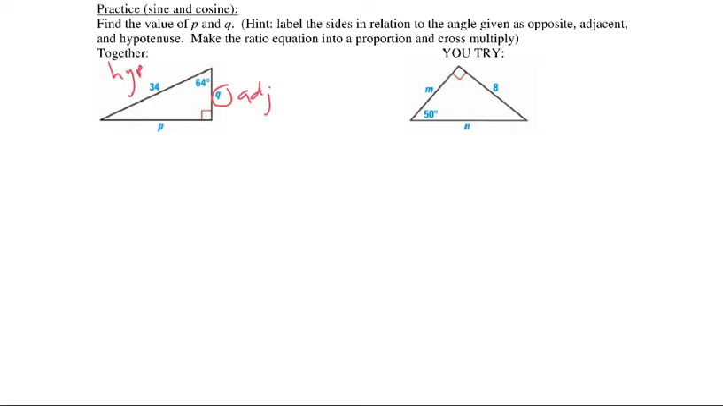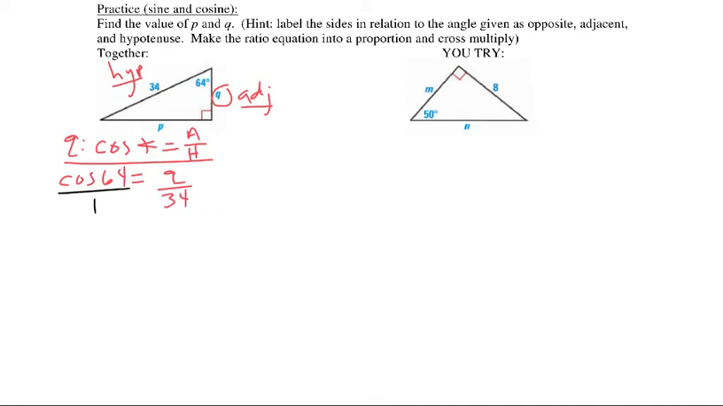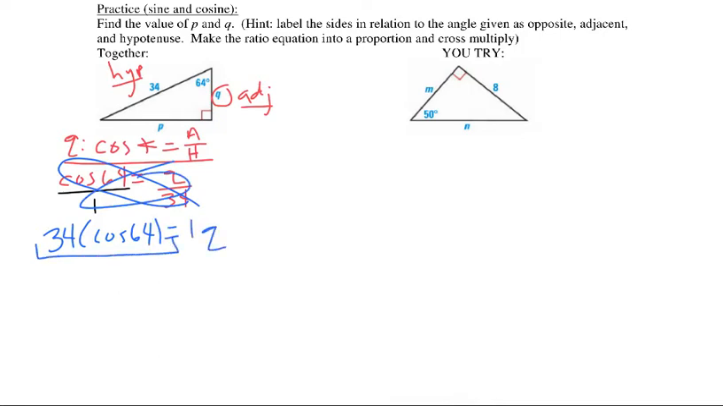can use the 34. So the ratio that uses adjacent and hypotenuse is our cosine. So our setup is going to be the cosine of our angle. So cosine of 64 equals the adjacent, that'd be my Q, over the hypotenuse of 34. So remember, when we cross multiply, put it over 1, and then you can line up the different pieces together. So 34 times the cosine of 64 equals our 1 times our Q. So this ends up being just whatever this is typed in the calculator, and that ends up being a 14.9.